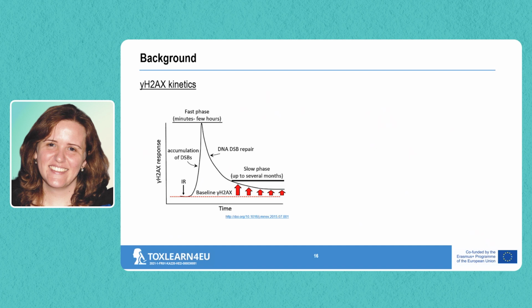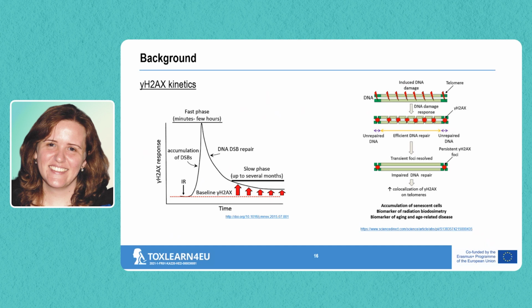What we do know is that after this very quick phase of DNA double strand break repair, the cell gets into a slow phase. The levels will still be increased, at very low levels, but still increased for several months. And this is our opportunity to actually use the phosphorylation of H2AX for a long time as a possible biomarker of exposure.